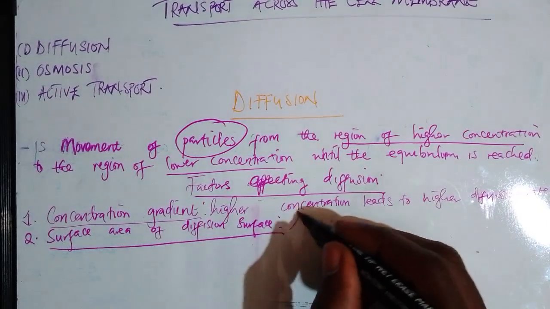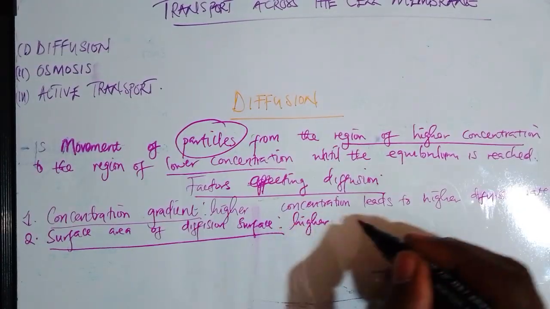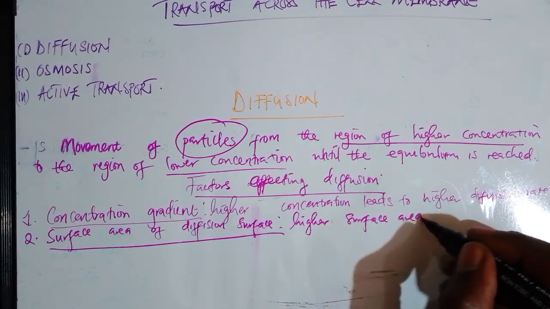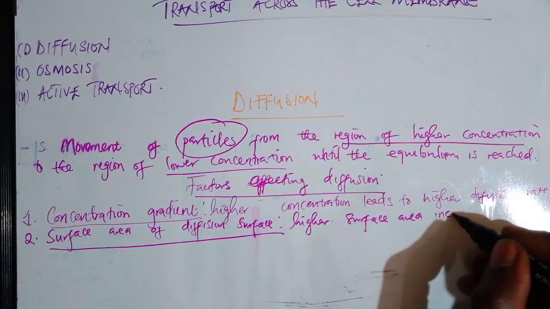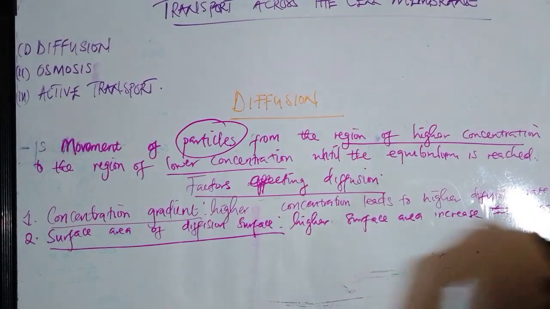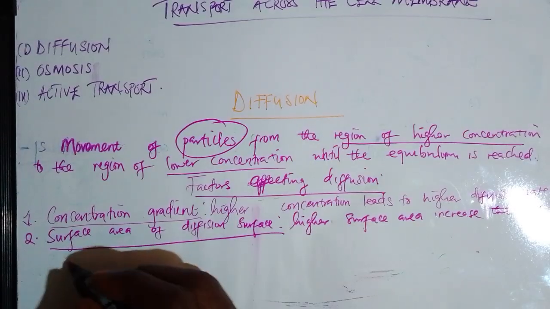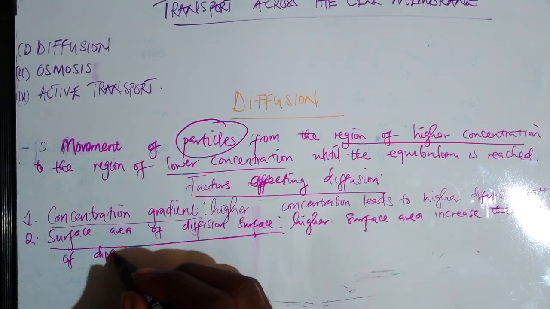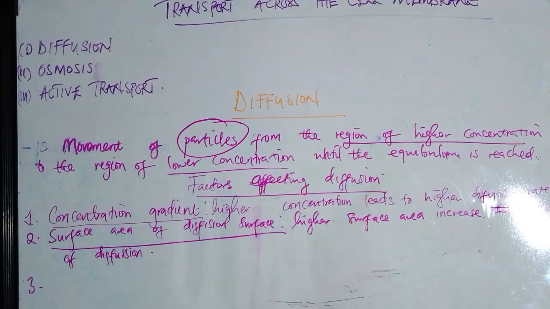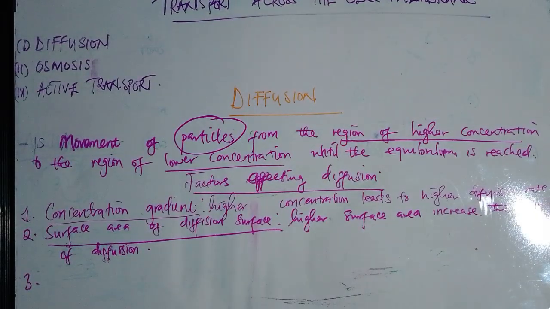So meaning higher surface area increases the rate of diffusion. Yeah. So this is our second factor which affects the rate at which substances diffuse.